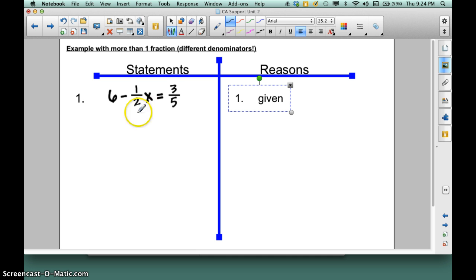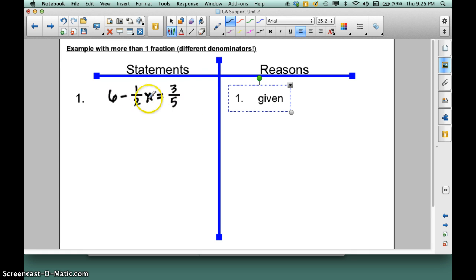Because the problem is I have two different denominators, so which one is the question? The answer is take your denominators and multiply them together. What you're really looking for is a common denominator, but a quick way of doing that, and you won't always get the lowest number, but a quick way of finding a common denominator is just to multiply them together.